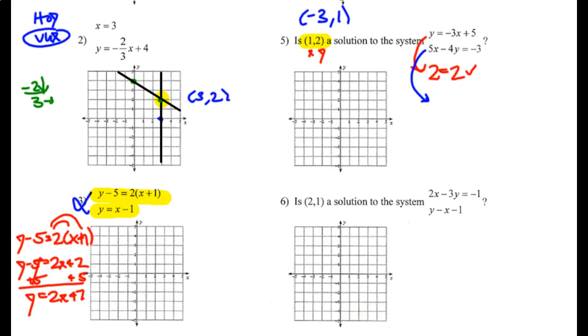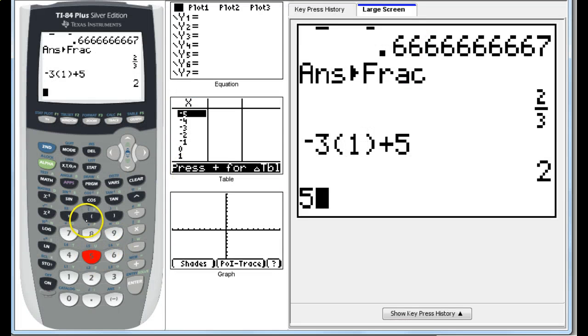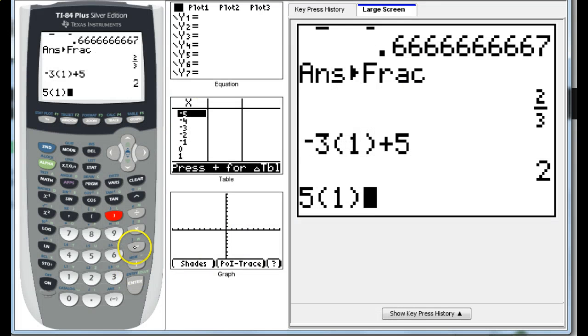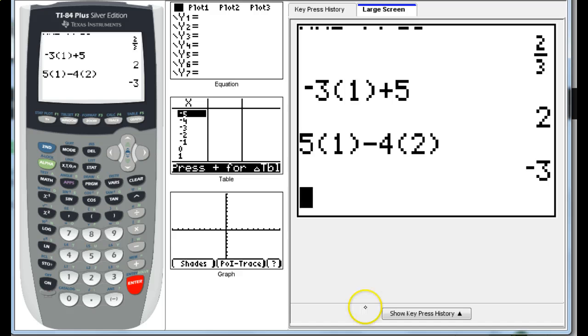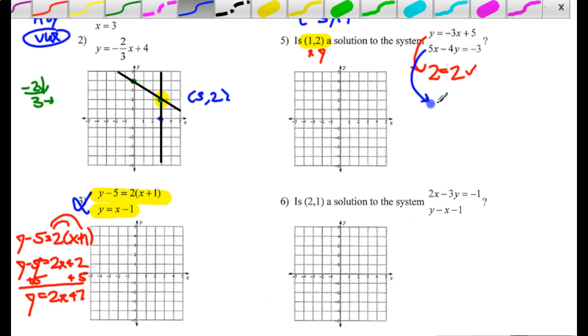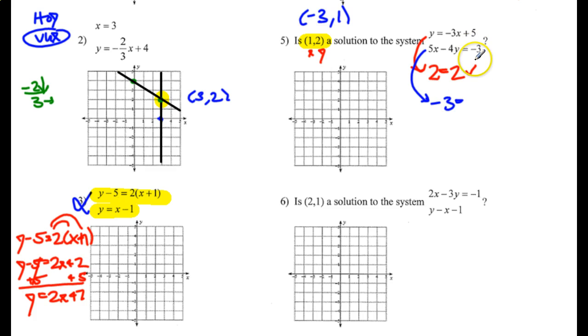Okay, so we're going to go to our calculator now. 5x, 5 parentheses, x is 1, and then it said -4y. -4 parentheses, y is 2. Remember, substitute with parentheses and we get -3. So the left side is -3, then look at the right side, -3. Okay, so because they both check out, our final answer is yes. That point is a solution.